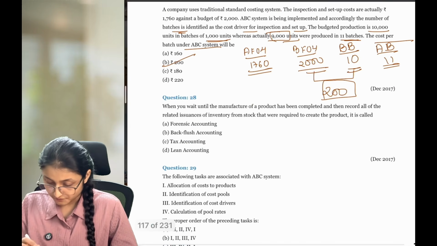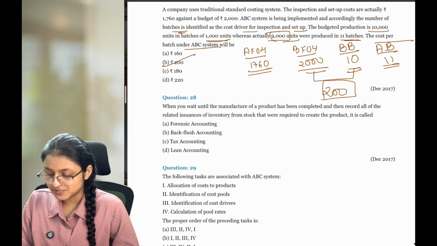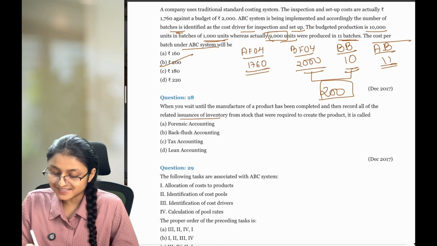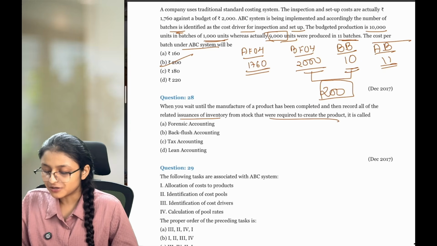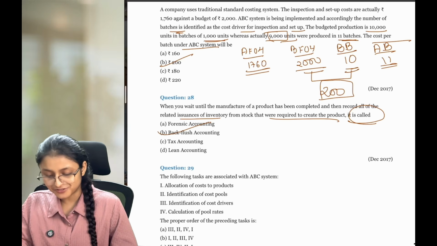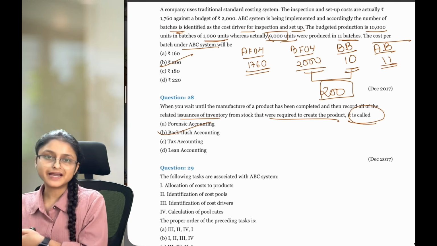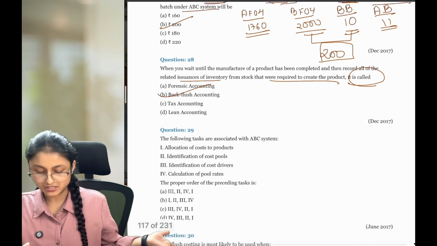Okay. Next, when you wait until the manufacture of a product has been completed and then record all related issuance of inventory from stock that were required to create the product, it is called backflush accounting. Why? Because you are recording everything at the end after everything has already been done.